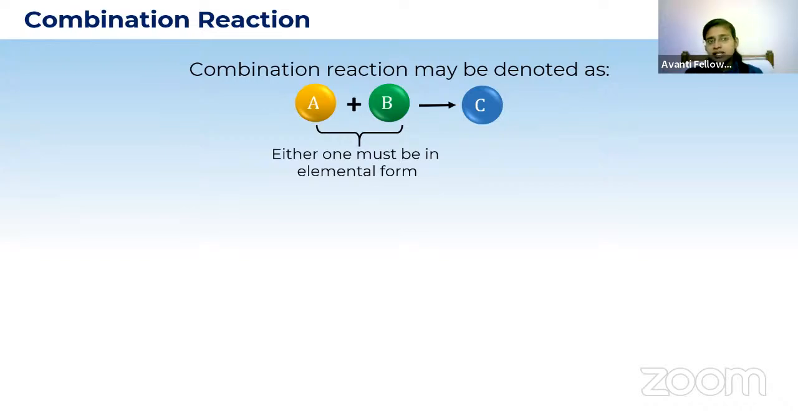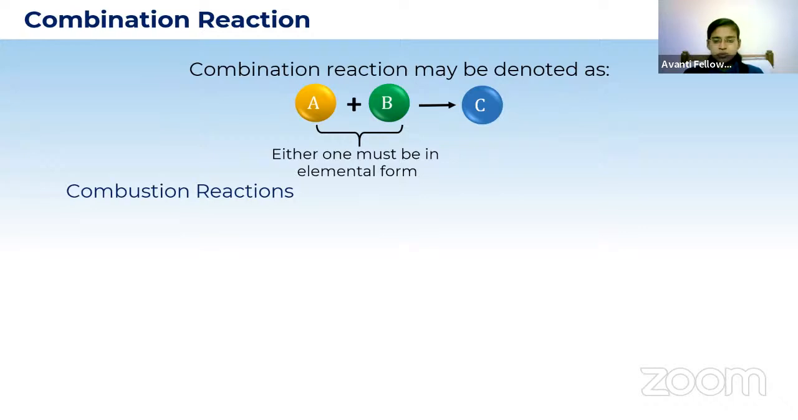Uncombined means not only magnesium or aluminum in the atomic form, but we can also have H2, Cl2, O2, N2. They are also called elements only. So one should be in the elemental form. So what reactions come under this combination reaction type? The very first is combustion reaction. All combustion reactions will fall under the combination category.